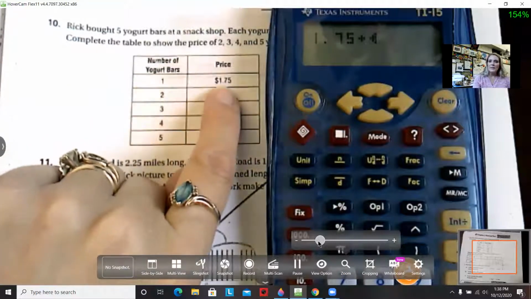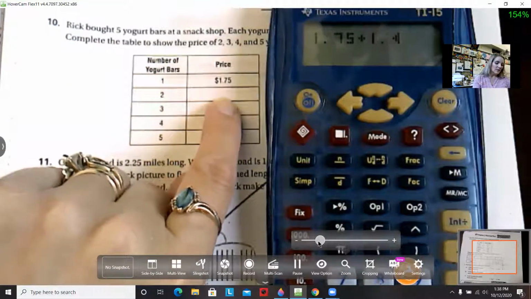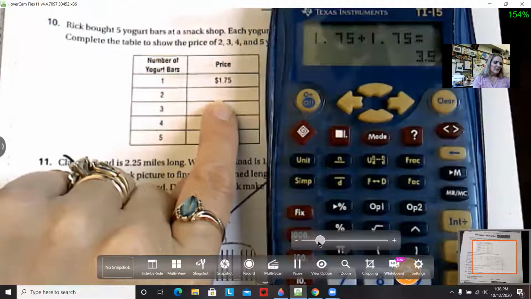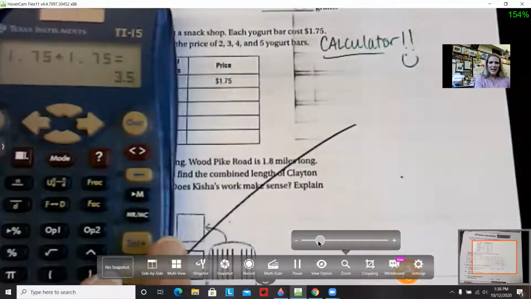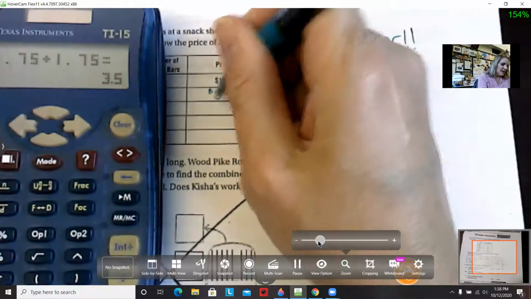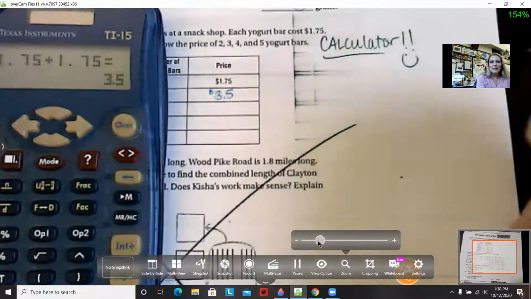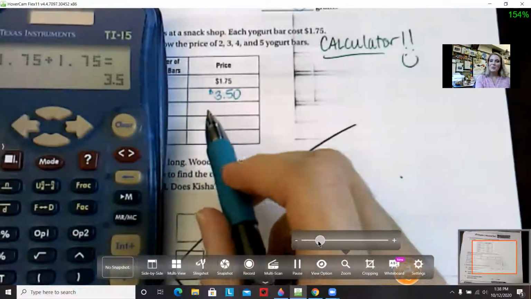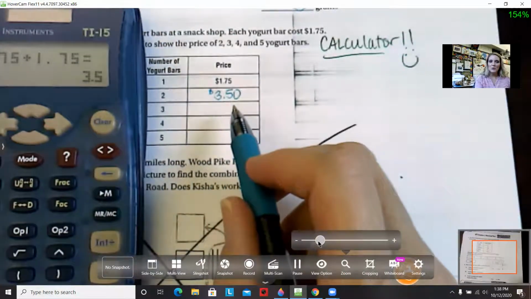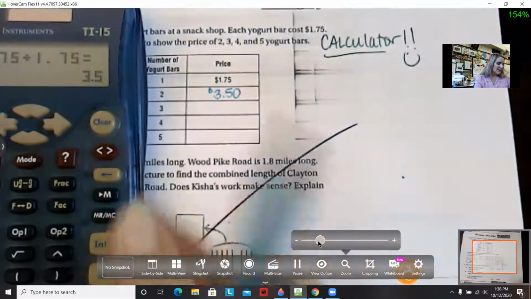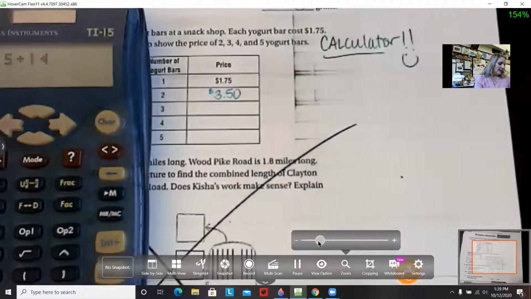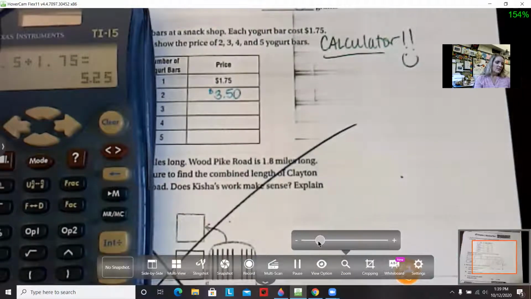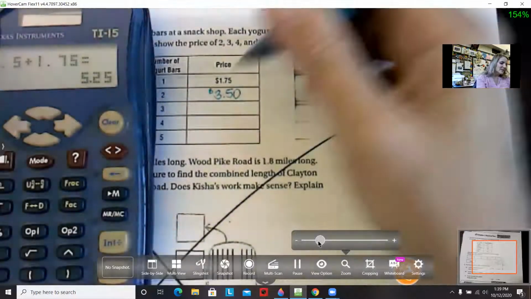That's for one. We need to add another $1.75 for our second. And that total is 3.5. Now when I think of that as money, I don't write money as 3.5. What do I have to put at the end in the hundredths place to make it look right? A 0. So that would be $3.50 for 2 yogurt bars. Okay, you could just take that number and press your plus sign again and add another $1.75 for our third yogurt bar. Did you get $5.25?